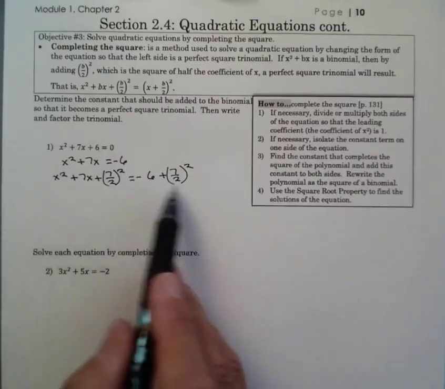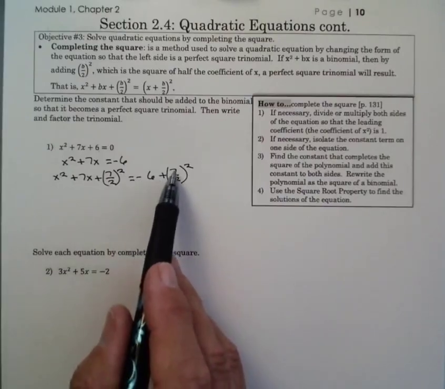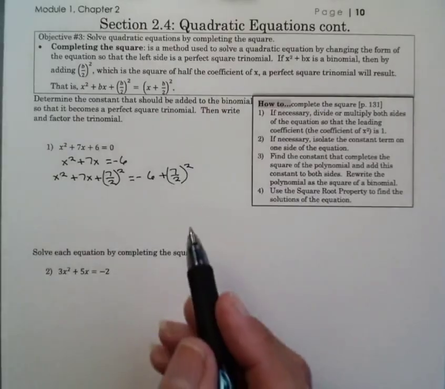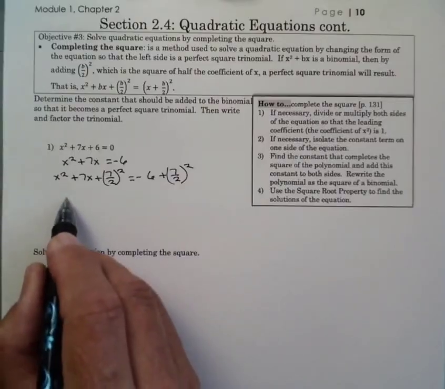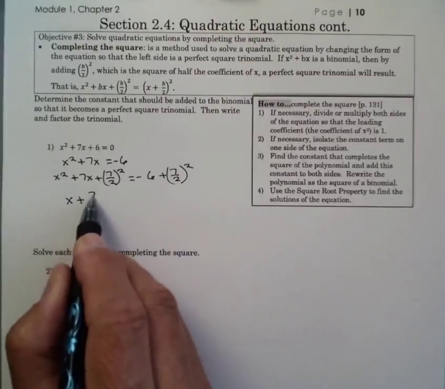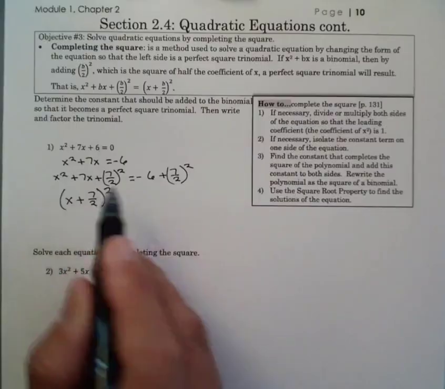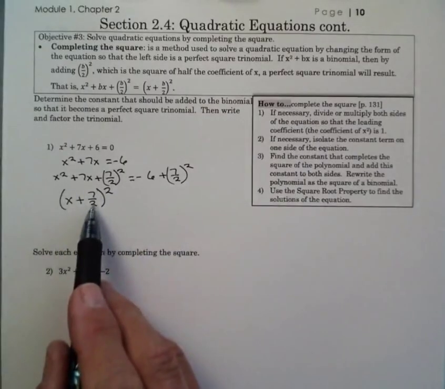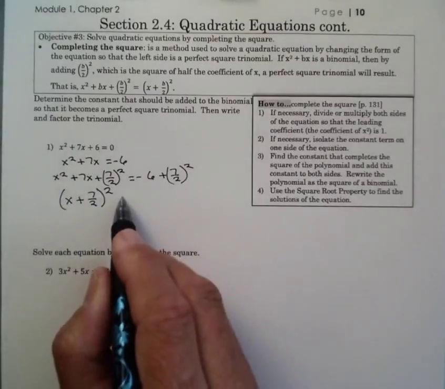And over here on the right, I'm just going to have to figure out what in the world negative 6 plus 7/2 squared is, or what that equals. So I'm going to do some work on that. As a perfect square trinomial, it would be x plus, if I factored it, 7/2, and that would be squared. And that's how I would have factored it. It would have been x plus 7/2 times x plus 7/2. So that's my perfect square trinomial. That's the whole reason for completing the square.